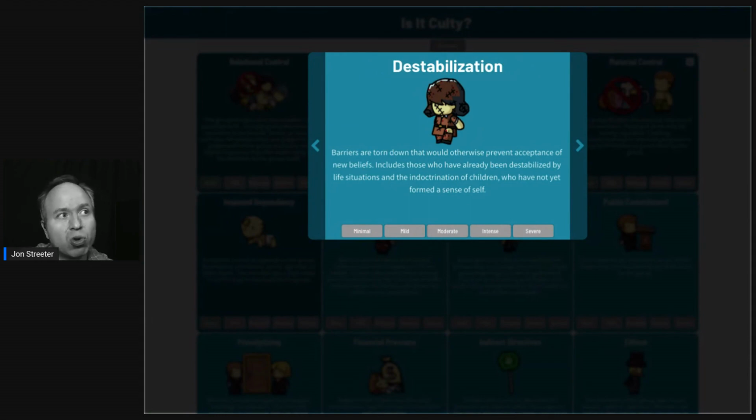Okay. Destabilization. Barriers are torn down that would otherwise prevent acceptance of new beliefs, including those who have already been destabilized by life's situation and the indoctrination of children who have yet to form a sense of self. So examples of this would be certain cults will specifically target people at high risk points in their life. So it could be a college student who has just left home and so is vulnerable to needing to find a sense of belonging or a new friend circle.